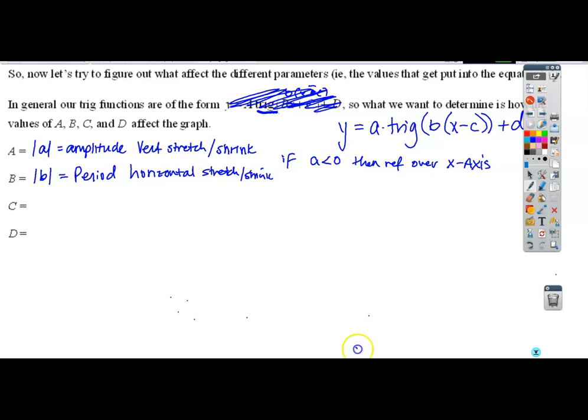Okay. B is also the frequency. Because if this is a 2, we said there'd be 2 cycles. The cycle happens twice, so that has a frequency of 2.